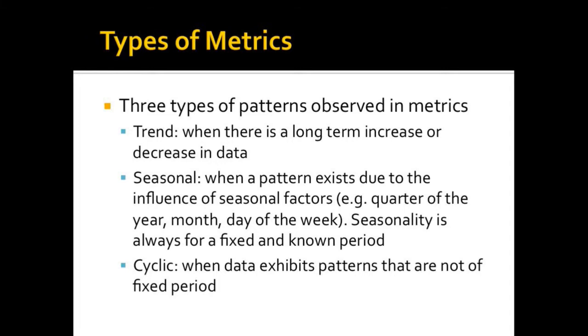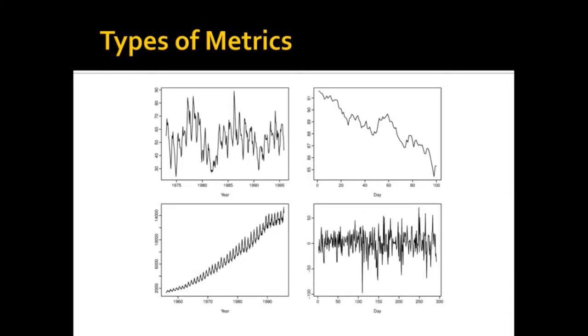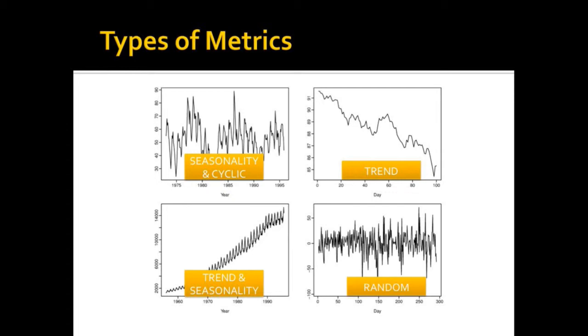I'm going to show you some examples here of what metric data can look like. On top left, you have metric data which is exhibiting seasonality and cyclic behavior. Top right, you can see trend in the metric data. And below, on the left, you can see metric data which is exhibiting trend and seasonality. And finally, we have data which is totally random. So you can well imagine how hard it is to come up with an anomaly detection method which is going to identify an anomaly on such a diverse set of metric data.